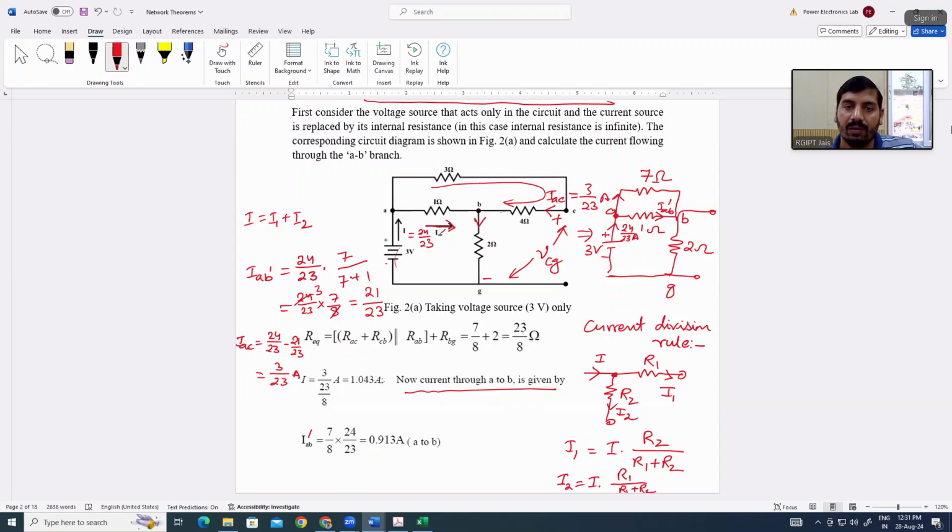So what will be the current flowing through this 2 ohm resistor? Okay, by applying KCL at this point B, this is incoming current, this is also incoming current, both currents will be added at this point. So 24 by 23 plus 3 by 23, 27 by 23 यहाँ से जाएगा, है ना, 27 by 23, right?